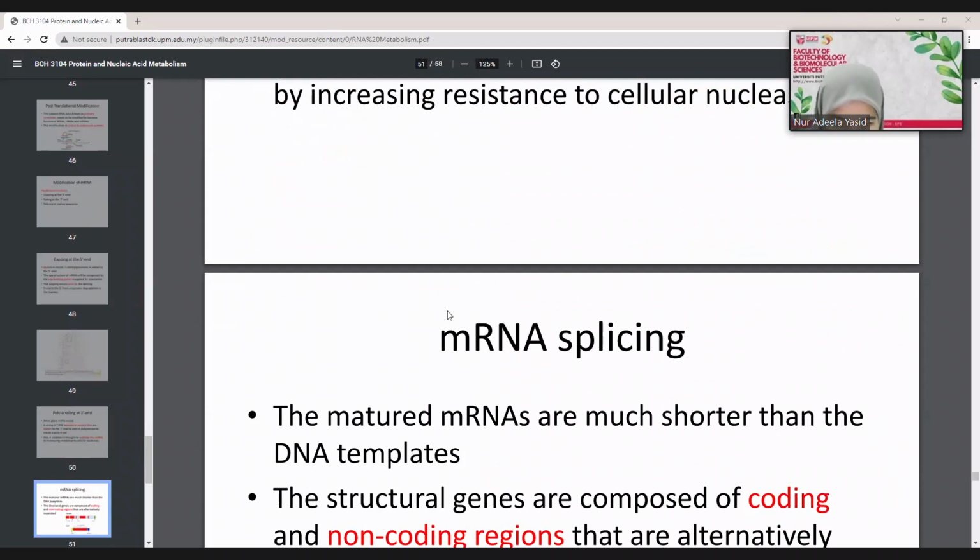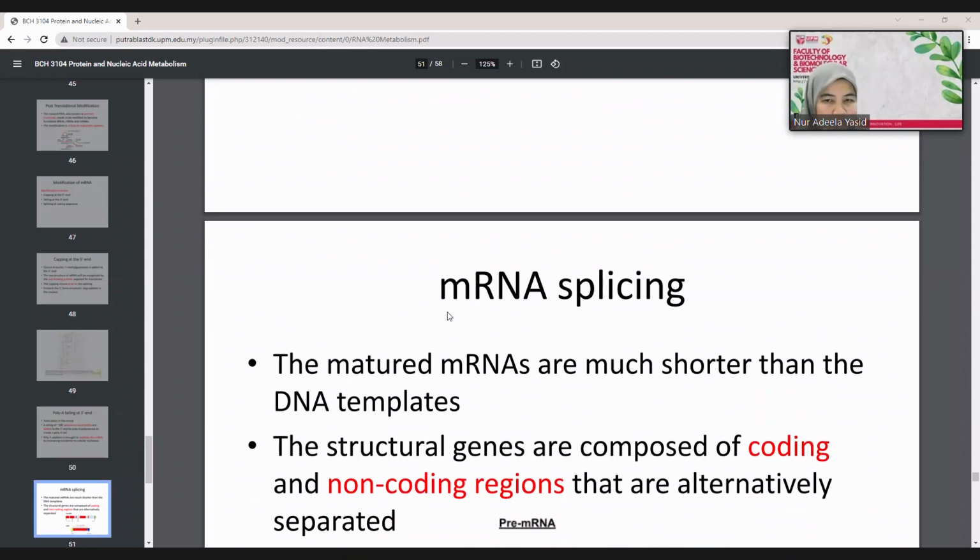So what is splicing? Once we have this mRNA transcript, we have capping and we have tailing. But the mature mRNAs that we are going to produce are much shorter than the DNA templates. That's because structural genes are composed of coding and non-coding regions that are alternately separated.